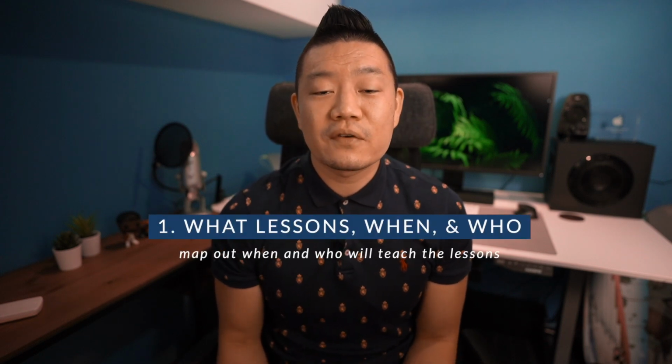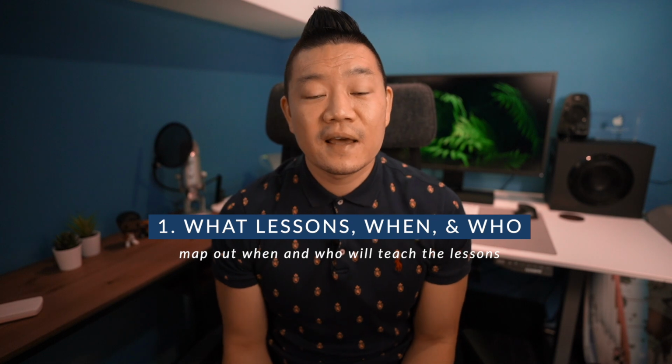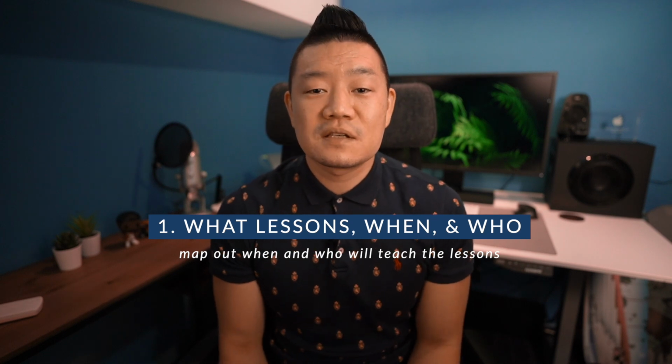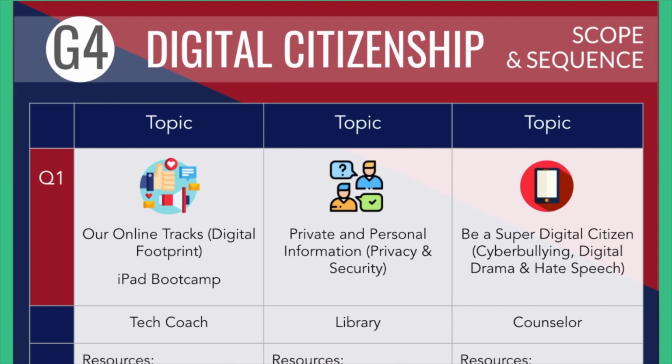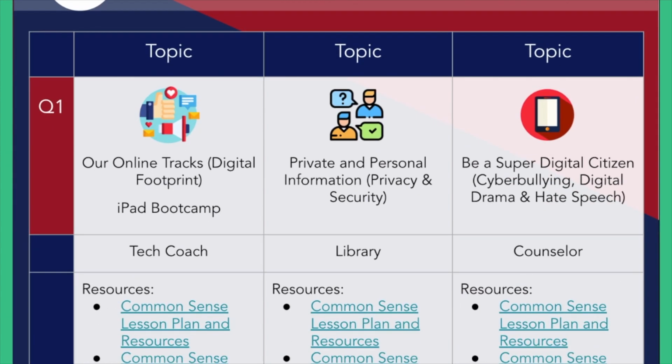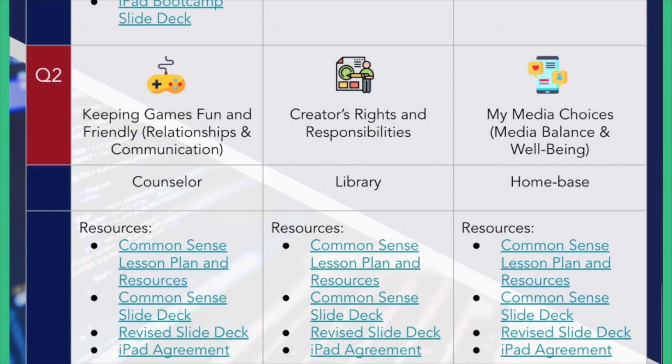To demonstrate how this model works, I will be using 4th grade's plan for next year as an example. First, I took the 4th grade lessons available on Common Sense Education and then mapped out when each lesson would be taught and also who would teach it. As you can see in this graphic, in quarter 1, students will get digital footprint, privacy and security, and a cyberbullying lesson. In quarter 2, students will get a lesson on relationships and communications, news and media literacy, and media balance and well-being.